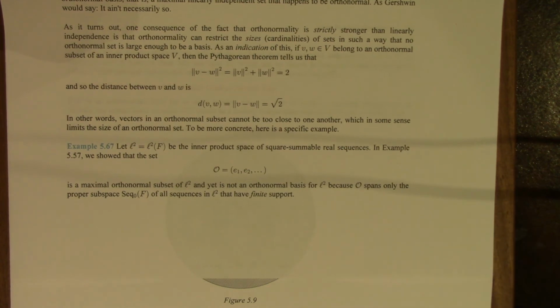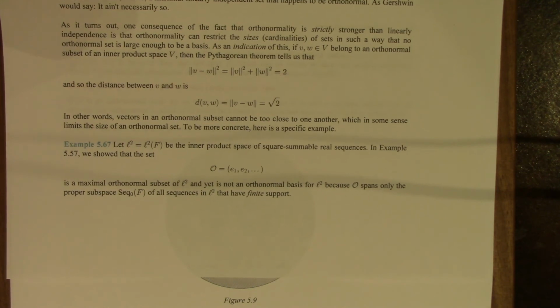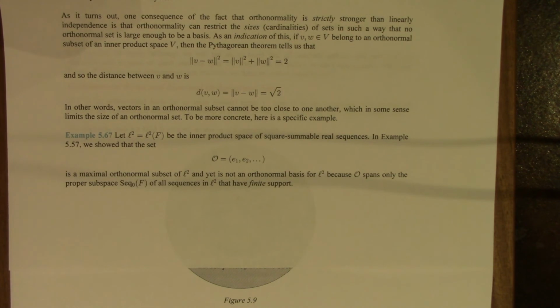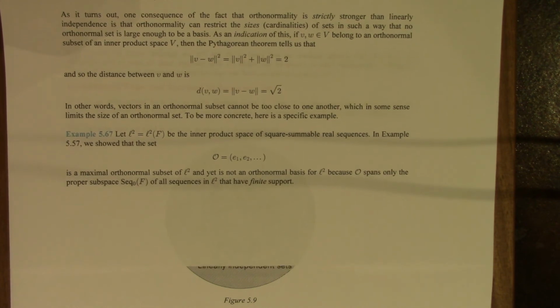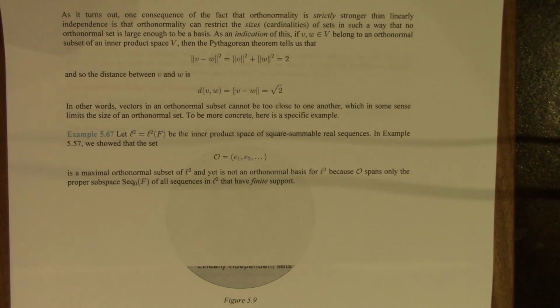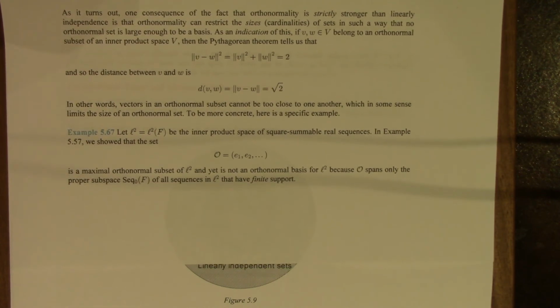And so if the vectors in an orthonormal set are separated, that may cause there to be fewer of them than are required for a basis. This is all just sort of vague stuff, but it may help focus on what's going on.